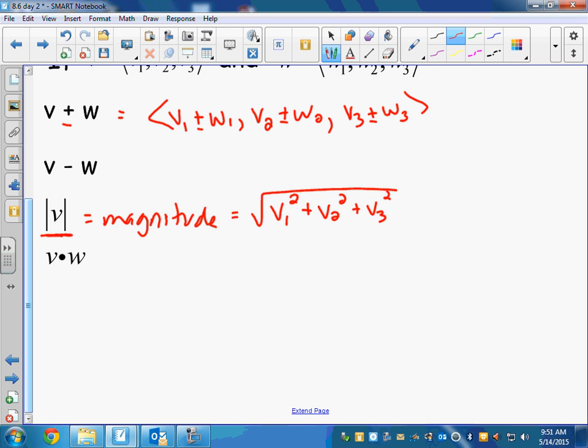And then the last thing is dot product, right? That does not just mean multiply. Dot product means when you take v dot w, you actually just get a number. You don't get another vector out of it. So when you do dot product, you take v1 times w1 plus v2 times w2 plus v3 times w3. Which means you don't get a vector, right? You don't get the pointed arrows and a comma, you get a number.